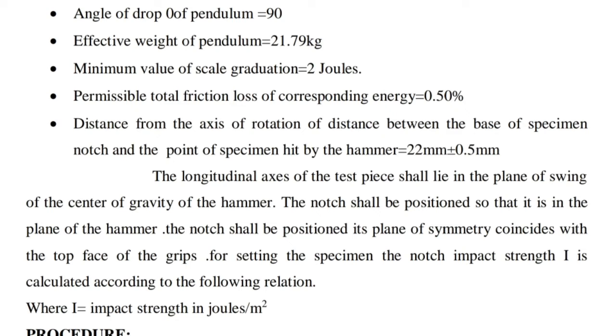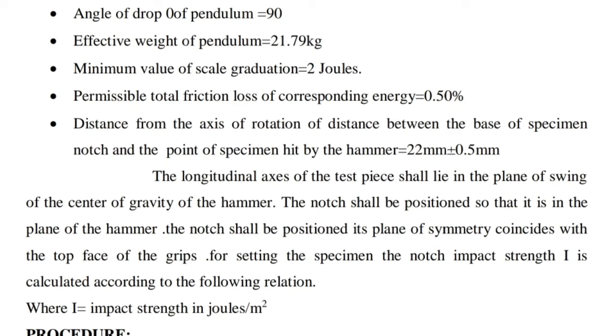Permissible total friction loss of corresponding energy is equal to 0.5%. The distance between the base of the specimen notch and the point of specimen hit by the hammer is equal to 22 mm plus or minus 0.5 mm.